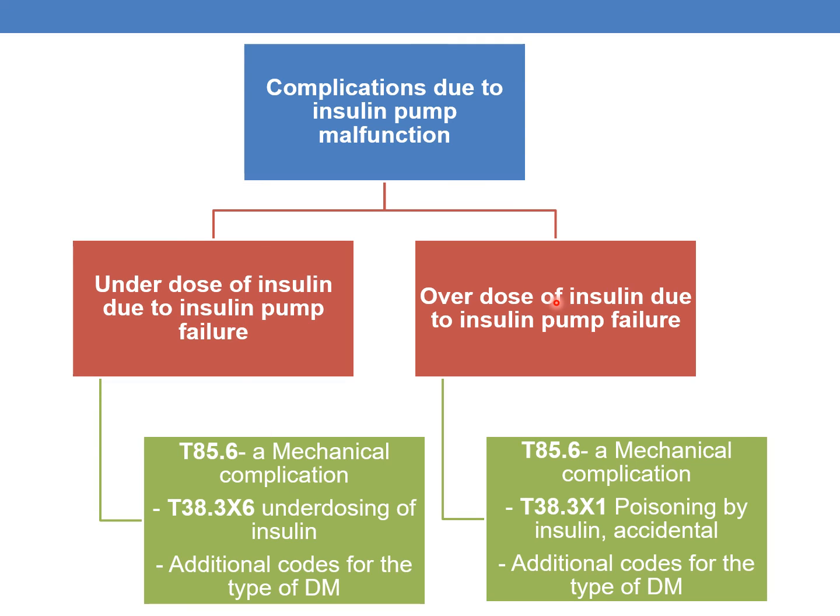And for overdosing of insulin due to insulin pump failure, the PDX is also from the category T85.6, a mechanical complication, followed by T38.3x1, which indicates poisoning by insulin, accidental. This code is also further expandable, followed by additional codes for type of diabetes mellitus.